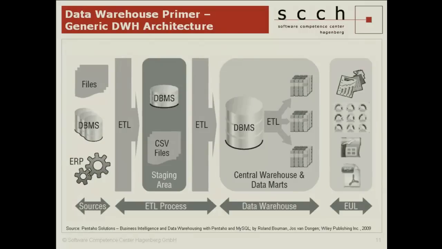So this is what a generic data warehousing architecture looks like. You have your source systems here, which are not limited to databases. This could also be files, an ERP system, a content management system, whatever. So you have different sources of your data in your enterprise. What we have now here is an ETL process, which basically extracts data from your sources, transforms, and loads it into your analytical database in your data warehouse.